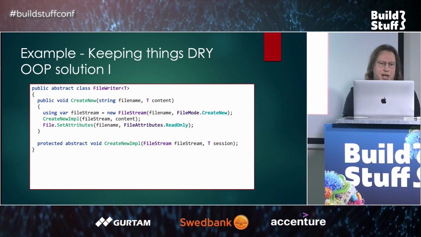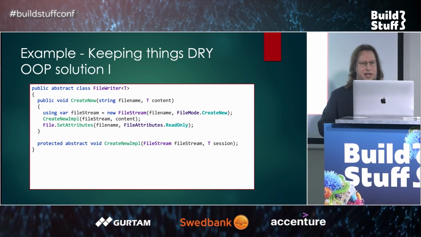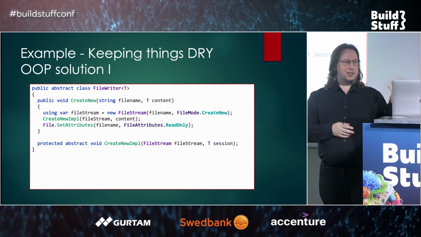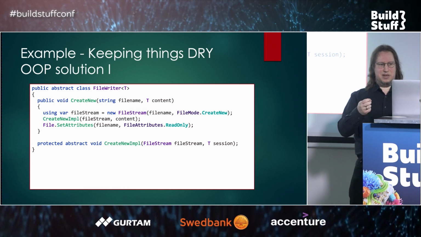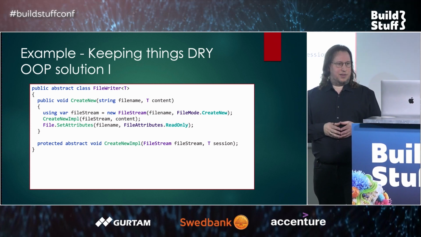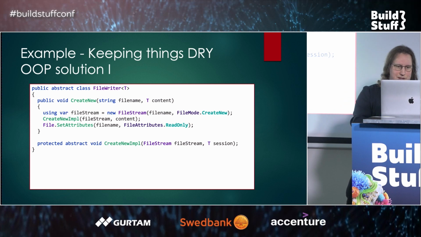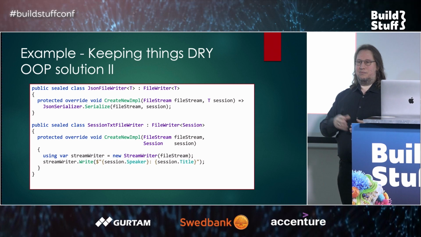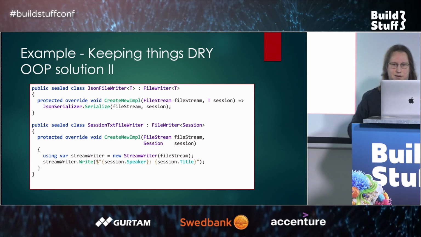I can now say, okay, I have an abstract class, file writer of T. And again, in my create new, the first and the last line is exactly what you've seen before. I get a file stream, I set an attribute, but in the middle, I call a protected abstract method that will then, in a derived class, have the concrete way of formatting this, like formatting as JSON, formatting as text. Okay, so this is great.